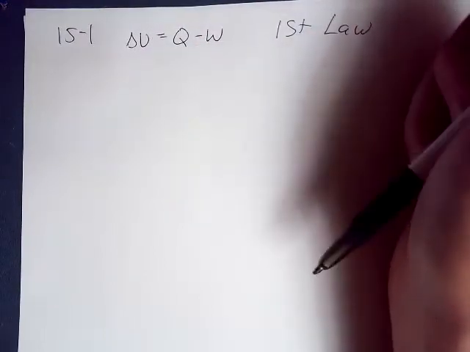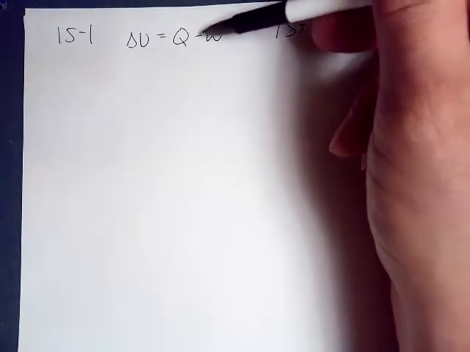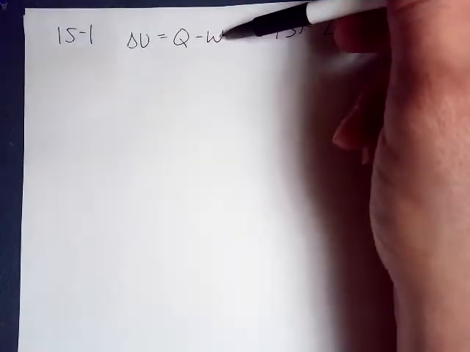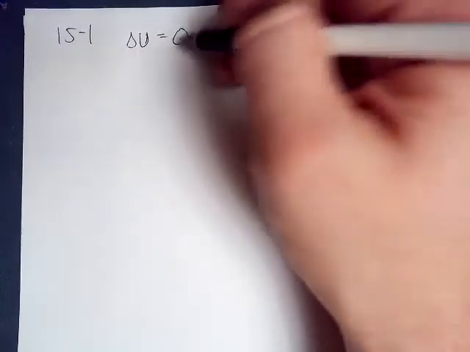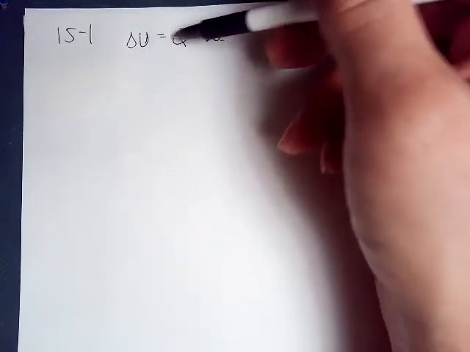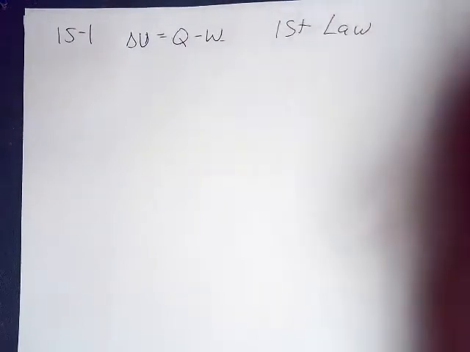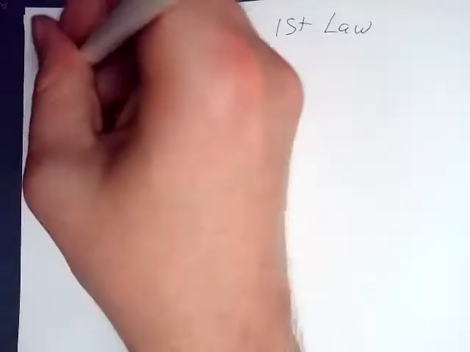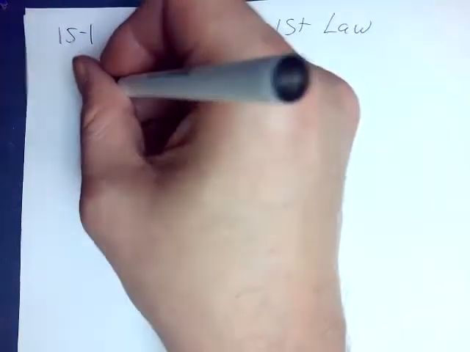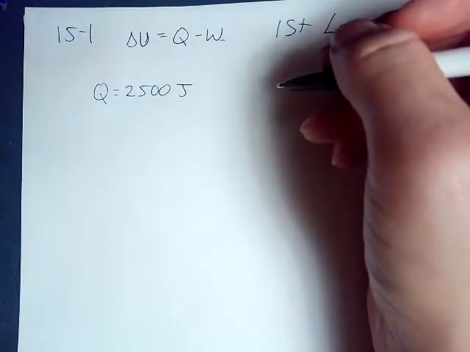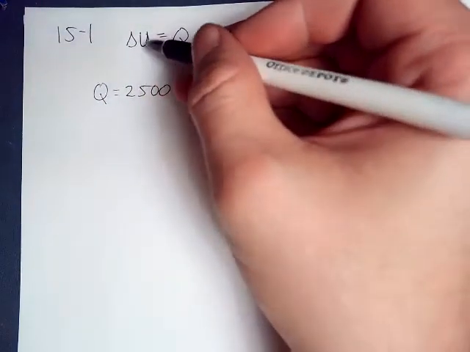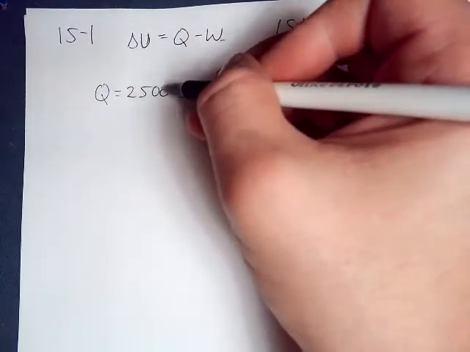But if you do work on the system by compressing it, that's a negative, so it would be a negative of a negative. Okay, so think of delta U as anything that can heat up, raise the temperature of the system, needs to be positive here, and anything that can cool it down needs to end up as a negative over here. Okay. So 15.1, 2,500 joules of heat are added to the system. That should make the temperature go up, so we put that in as a positive.